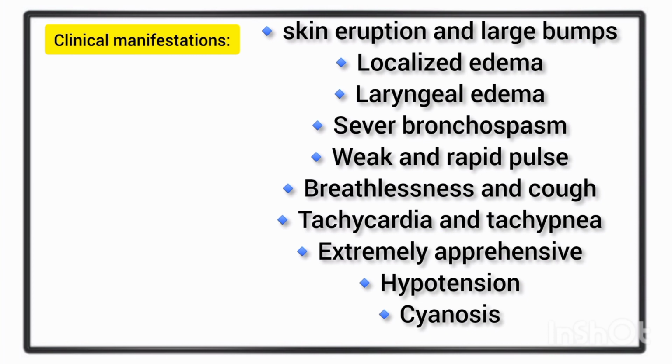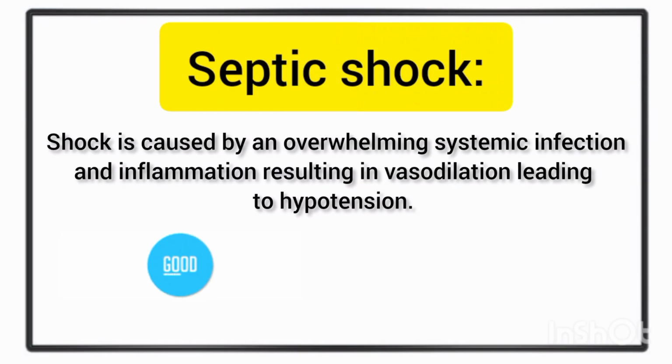So we can see skin eruptions and large bumps, localized edema, laryngeal edema, severe bronchospasm, weak and rapid pulse, breathlessness, cough, tachycardia, tachypnea, extremely apprehensive, hypotension, cyanosis, urticaria and pruritus, and complaint of a metallic taste. Okay, and then septic shock.